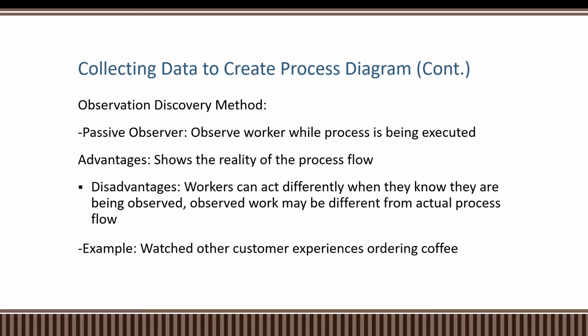The second part of the observation discovery method is the passive observer, where the analyst would observe the worker while the process is being executed. The advantage of this is that it shows the reality of the process. And the disadvantage of this is that if a worker knows that they're being observed, they might act differently and they may not follow the normal process. An example that I listed here is that I watched other customer experiences while they ordered coffee.